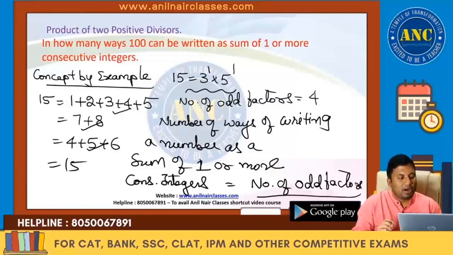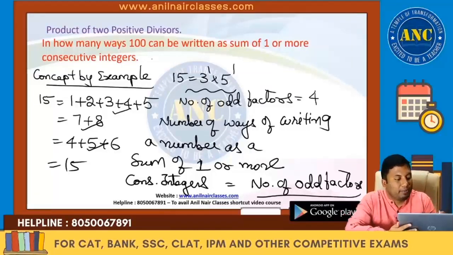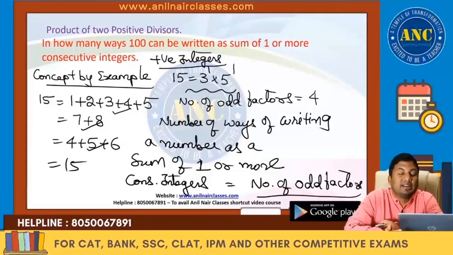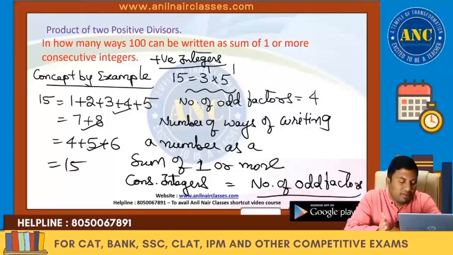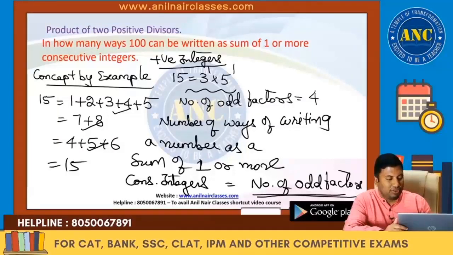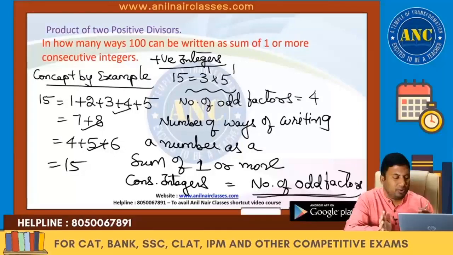Number of ways of writing 100. This we are doing for positive integers, number of ways of writing a number as a sum of one or more positive integers. Then we will do the total number of integers. It is nothing but the number of odd factors. First we will do it for positive integers, then we will come to integers. I hope the concept is clear.